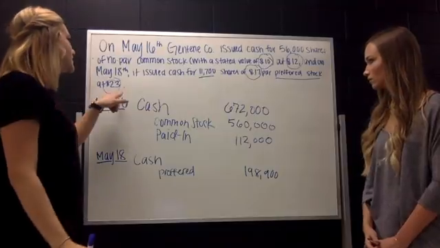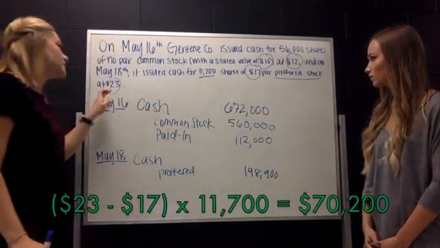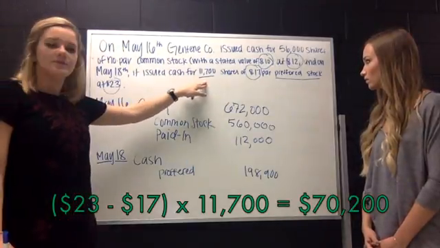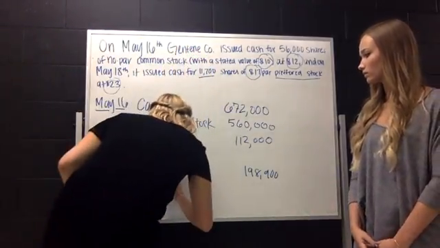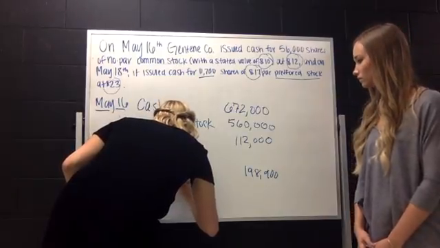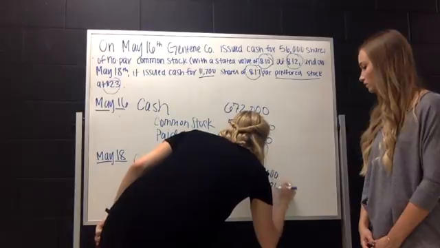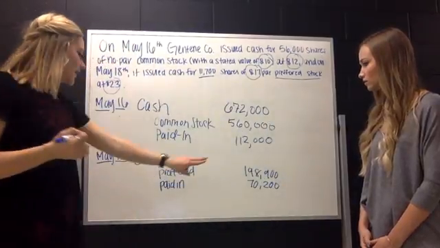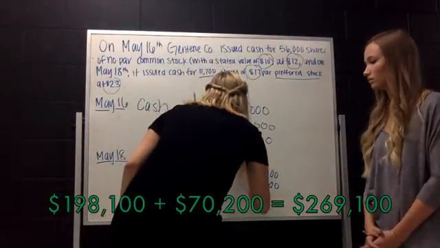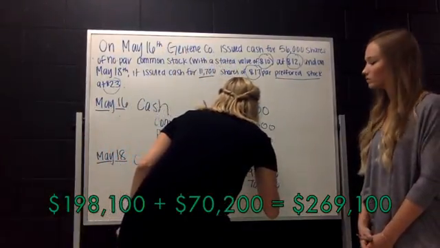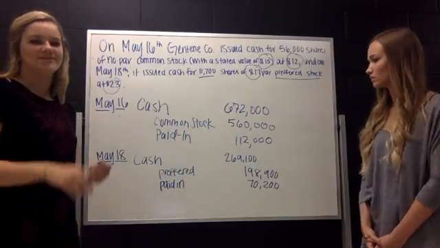And then you're going to take the difference between the amount that you sold it at and the $17 par, which is $6, and you're going to multiply that by the 11,700. And that's going to be a paid in, which is going to be $70,200. And then you're going to add those two together and debit them in the cash account, which is going to be $296,100. And there's your transaction for the preferred stock.